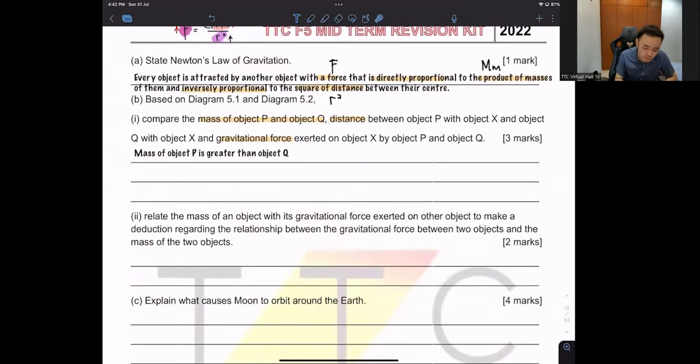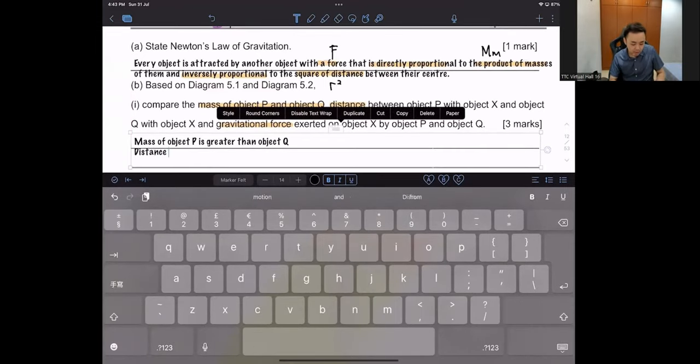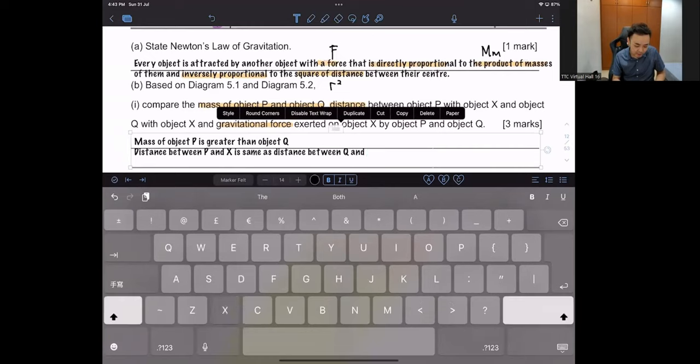It's actually 2 sentences, I mean, like 3 sentences. You don't have to write them all together. Number one, you say the mass of object P is greater than object Q. Then you can move on. The distance between P and X is the same as the distance between Q and X.